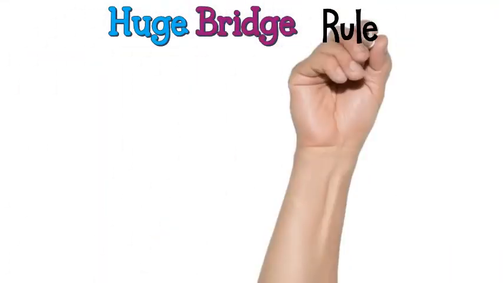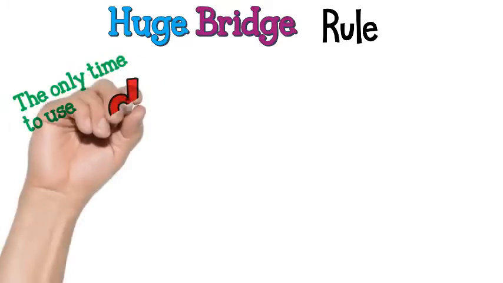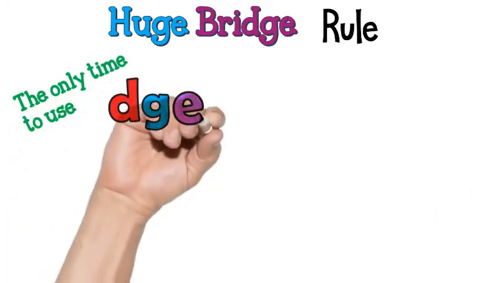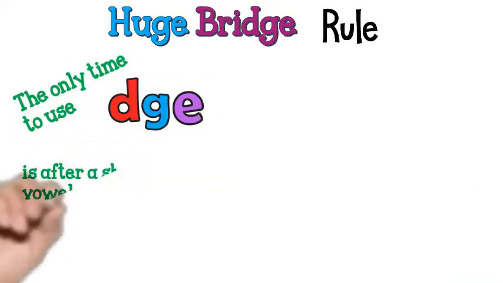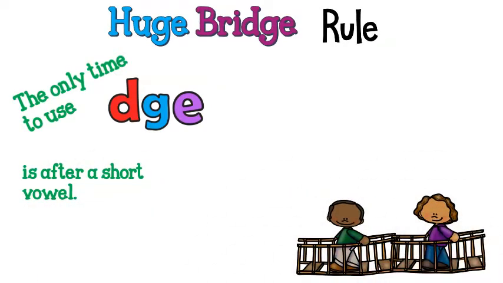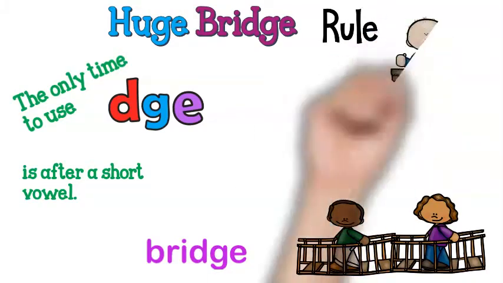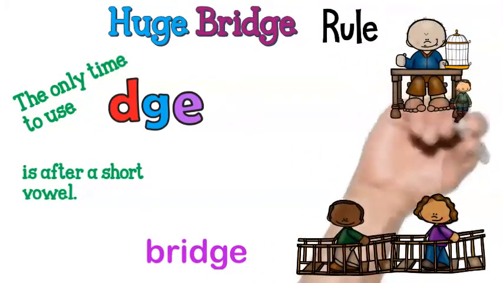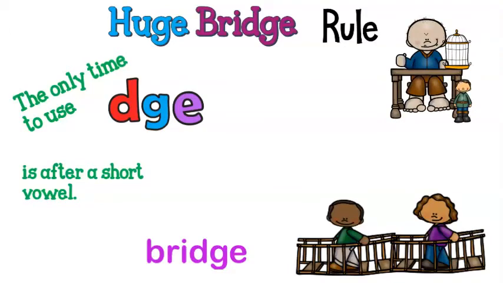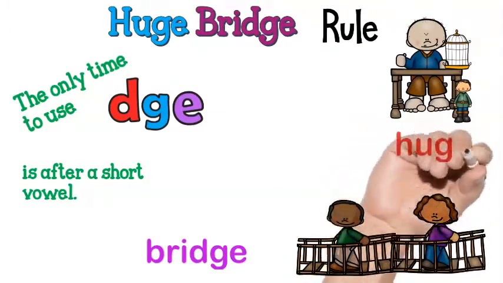Let's talk about when we use the trigraph DGE and GE. The only time we use DGE is when we have the sound J at the end of a word after a single short vowel, like in the word bridge. But if we have the sound J at the end of a word after a vowel that's long, like in the word huge, that U is saying its long sound, we would write that as GE, not DGE.